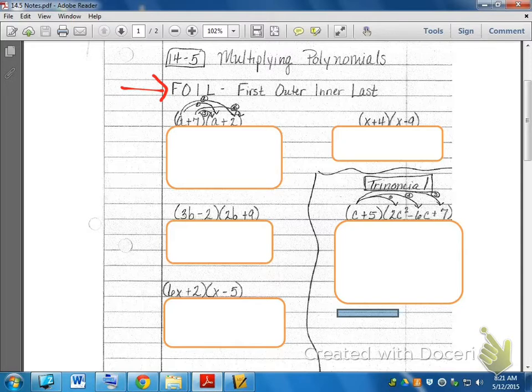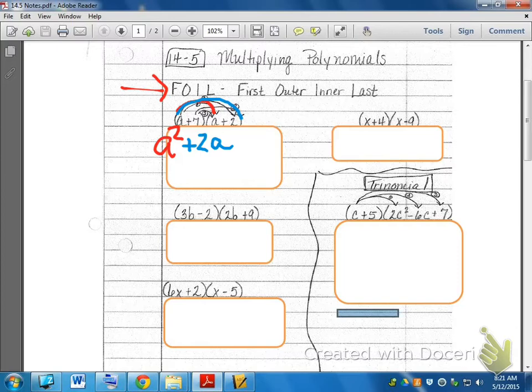When you have two binomials, so a plus 7 times a plus 2. Those are two binomials. When it says first, it means the first term in each binomial, a times a. What is a times a? A to the second. You'd go to the O, outer. So as you look across the problem from left to right, a plus 7 times a plus 2, the two terms on the outside, the outer ones would be the a times 2, which would be 2a. You always put the number in front, 2a.